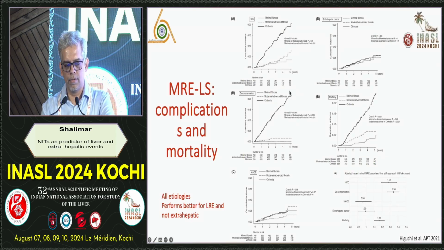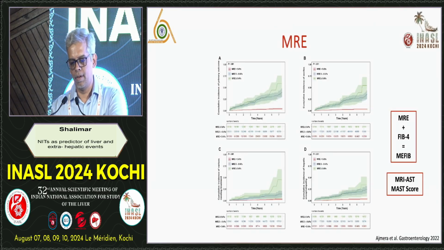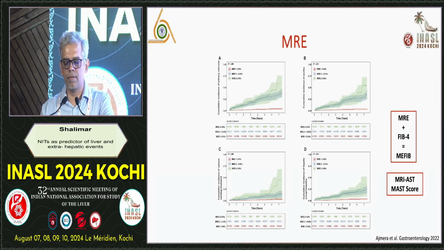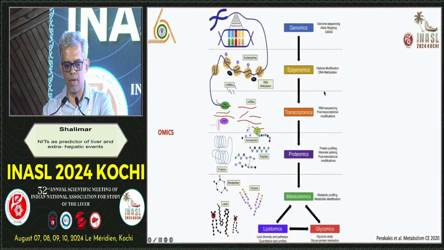Another study also highlighted that MRE liver stiffness can predict complications and mortality, and this study included all etiologies. But it also showed that the prediction of cardiovascular events and extrahepatic cancers was not that well differentiated with the use of baseline liver stiffness measurements. Various different combinations of MRE with FIB-4 scores have been shown, again categorizing patients into different outcomes.